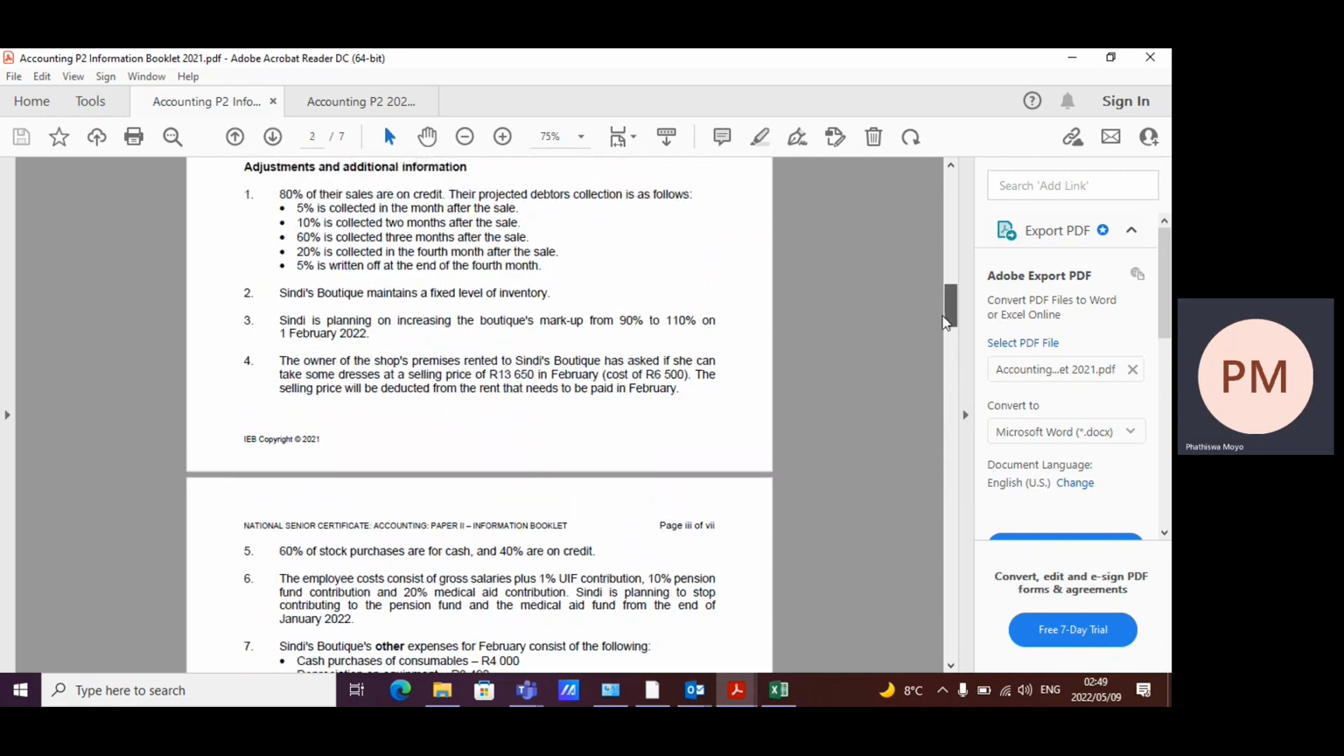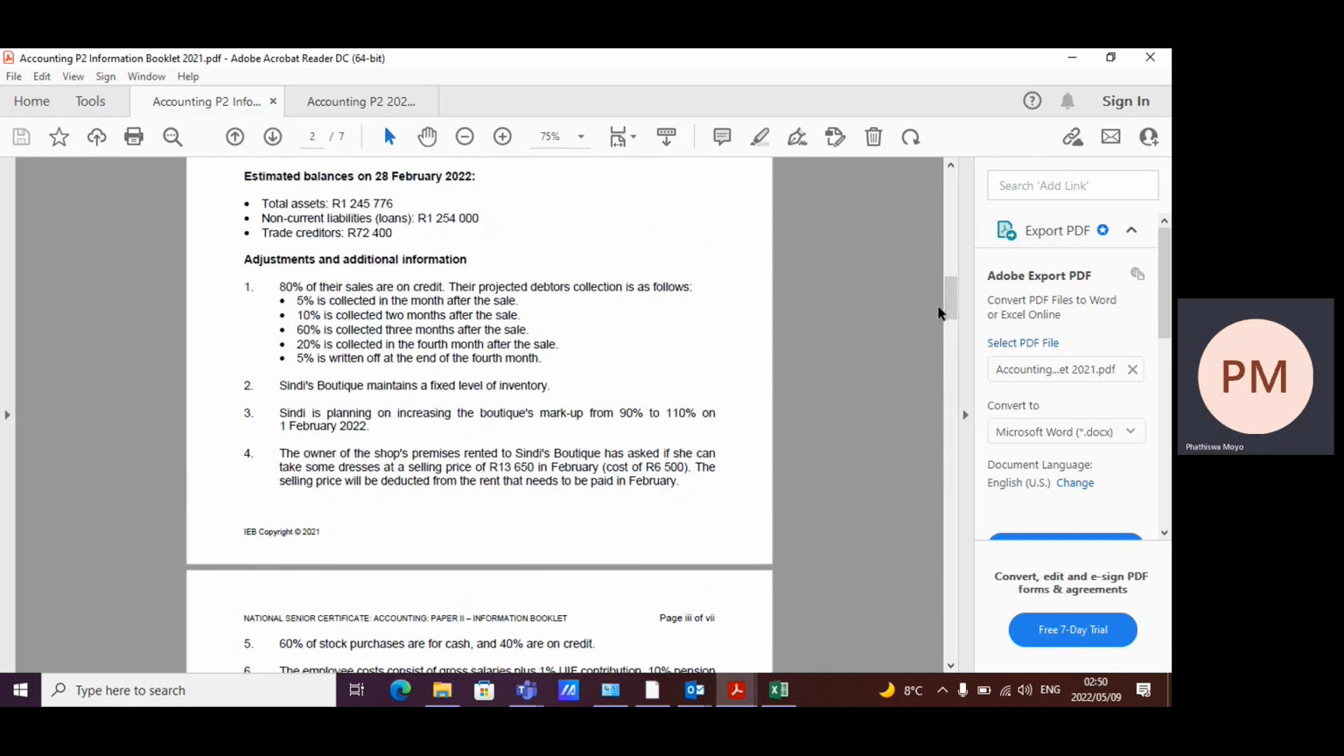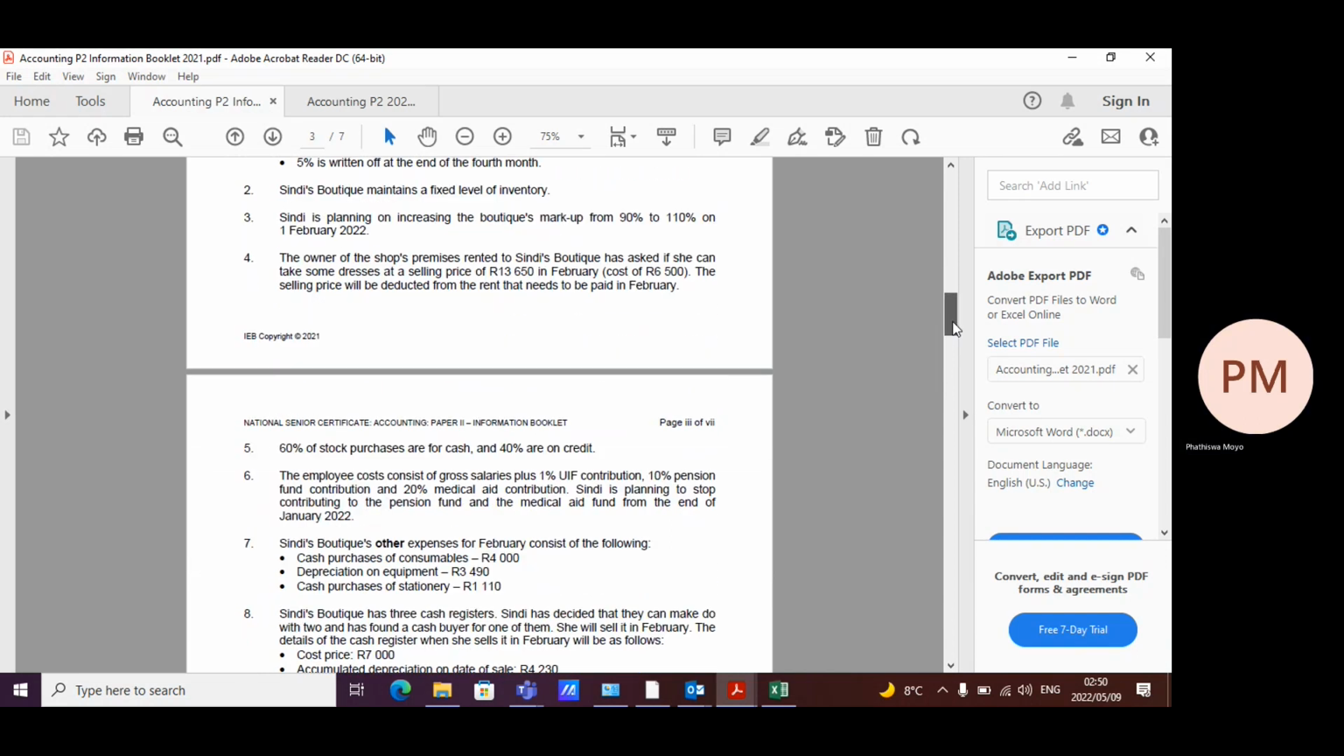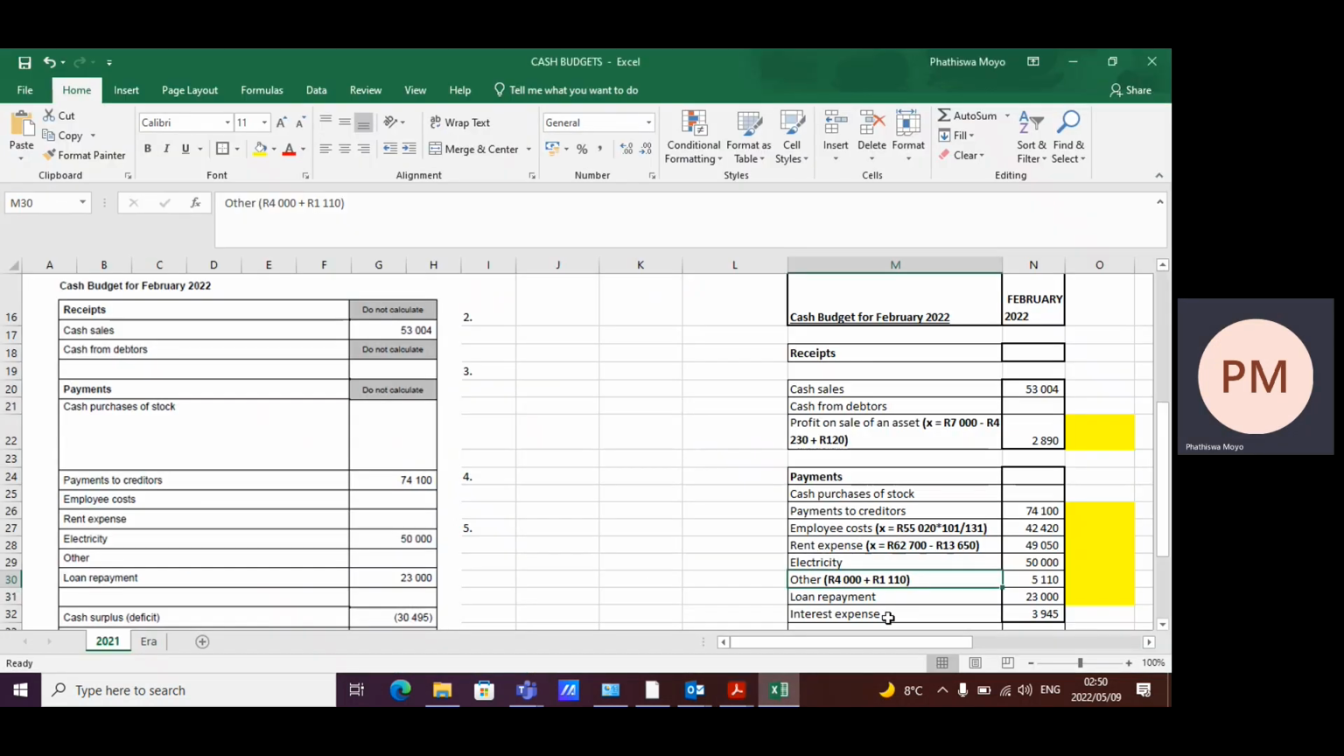Now, guys, we've done the easy part. Let's go now to the interesting part. 60% of stock purchases are for cash, and 40% are on credit. So payment to creditors is part of the 40%. So now we need to work out the cost of sales.